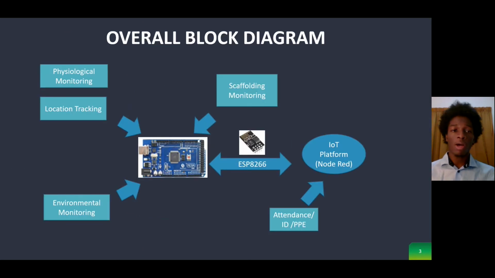So this is our overall block diagram of our system where we have the subsystems using sensors connected to a microcontroller. The information from these systems are then passed through to the IoT platform using a Wi-Fi module. Then the attendance ID logging as well as the PPE detection is then directly done on the IoT platform.